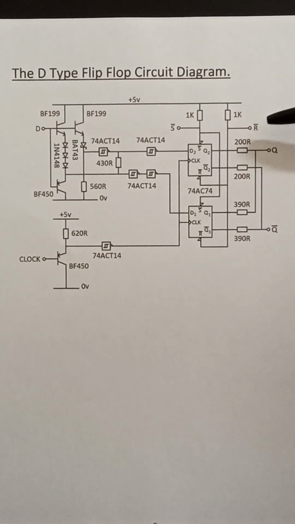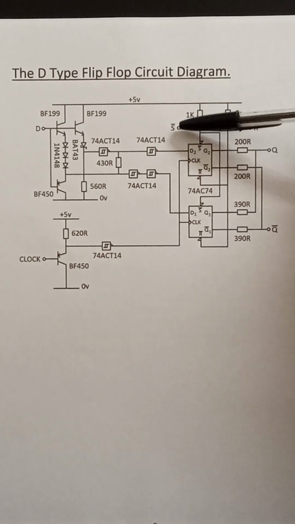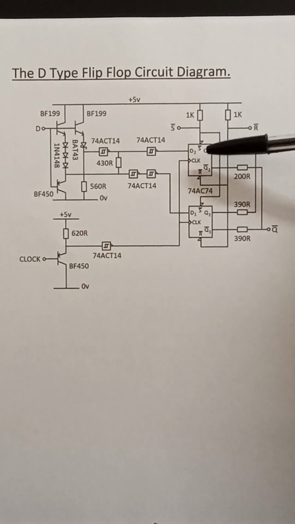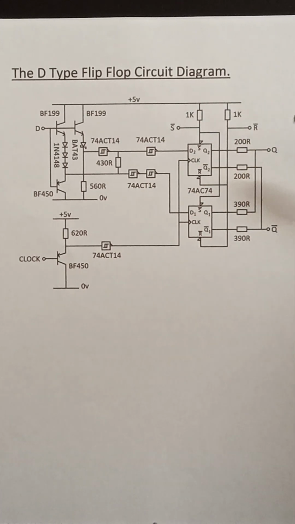I've got an R, a not R and not S here. If R is a zero, it'll reset the flip-flop Q to 0. If S is a 0, it'll set the Q to a logic 3. Otherwise, these are set at quaternary logic 3s.